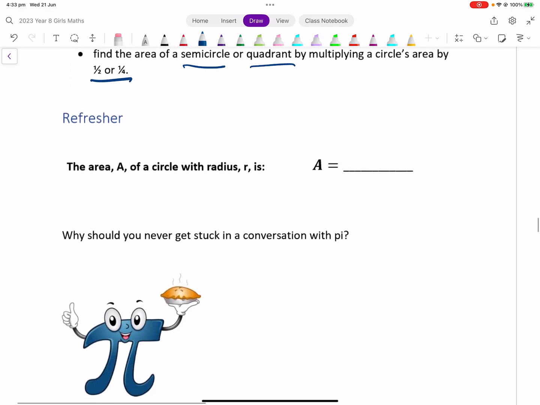Hopefully you can remember that the area of a circle with radius r is pi r squared. Now there's two main formulas we remember when we're dealing with circles. One is circumference is 2 pi r and area is pi r squared. And the way I like to remember that the area one is the pi r squared is that area is measured in squares.